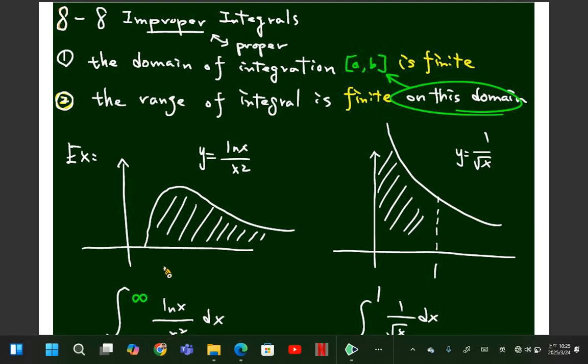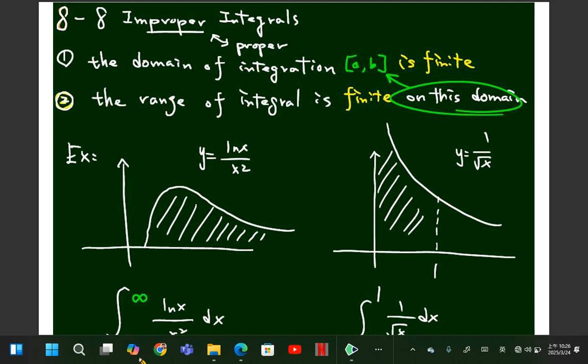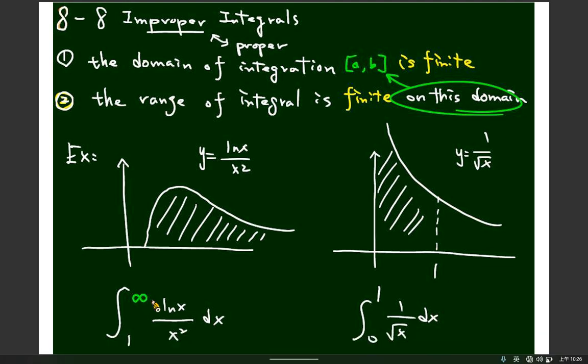Just take this as an example: I'd like to calculate the integral of this function, but from a fixed number 1 to positive infinity. In the past we only learned integrals where both limits are finite numbers. Okay, so this is type 1. The second type is this one.